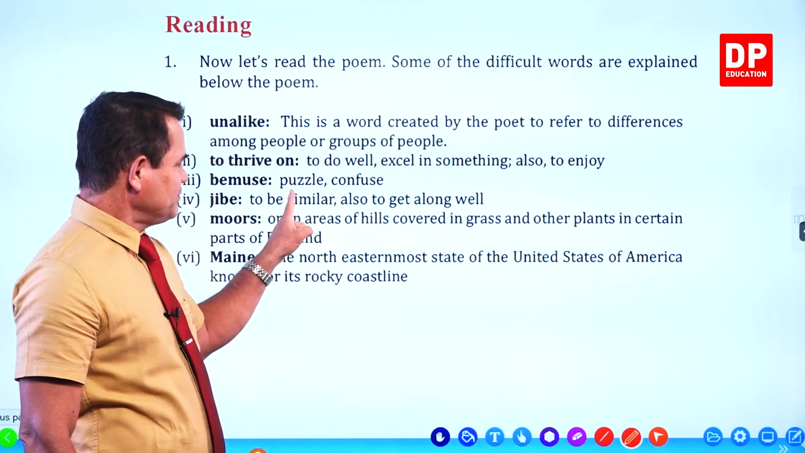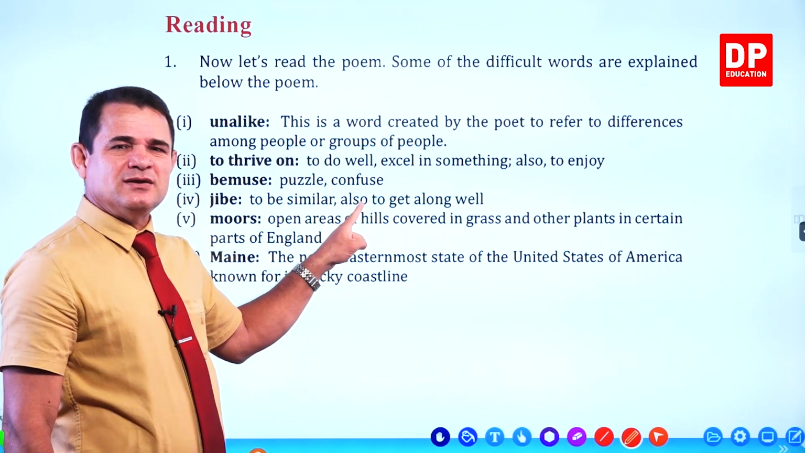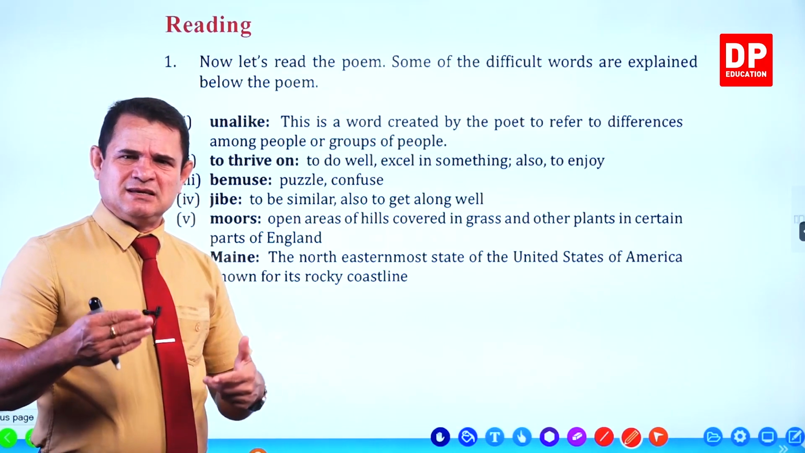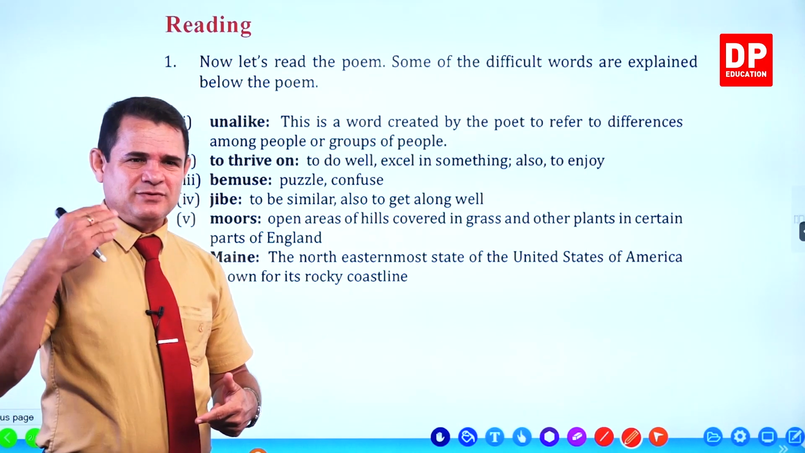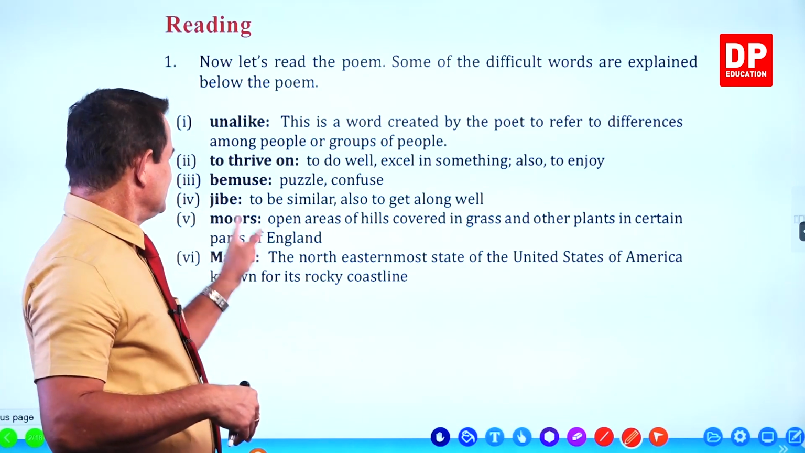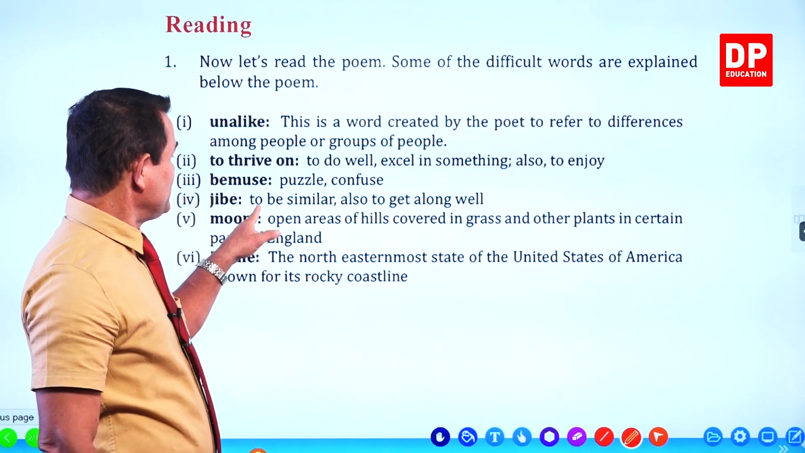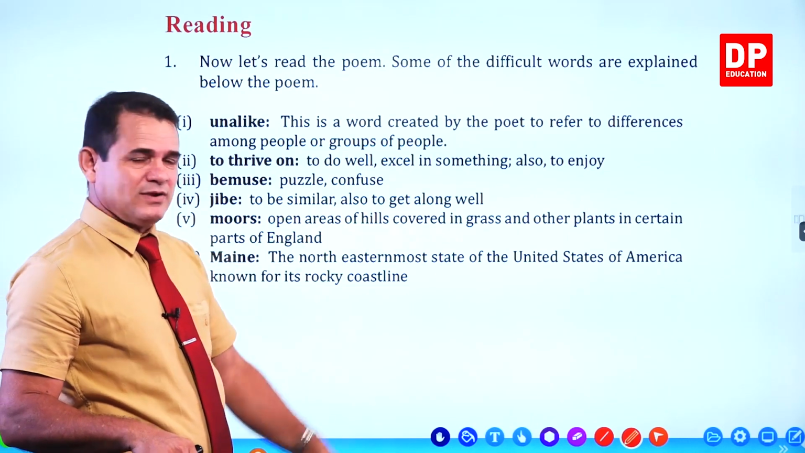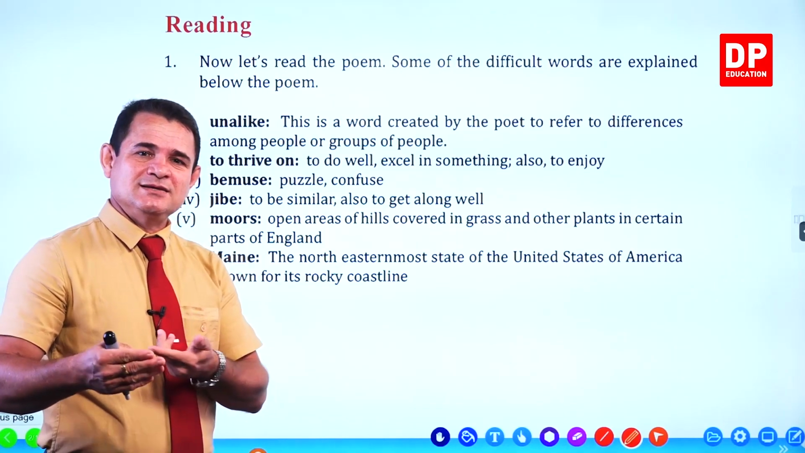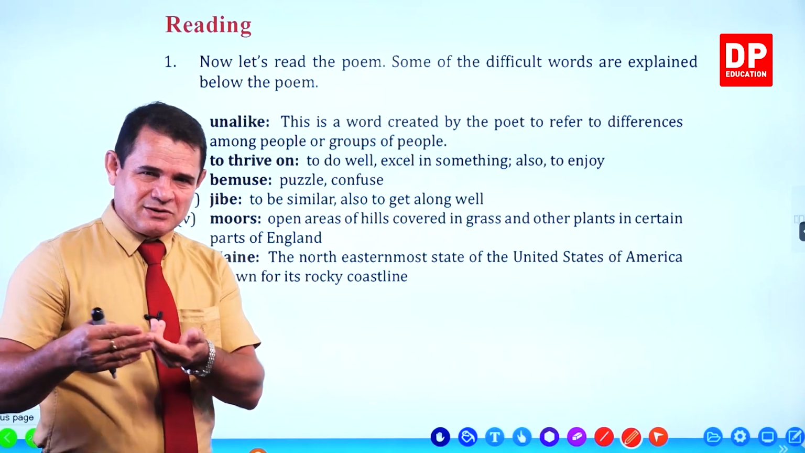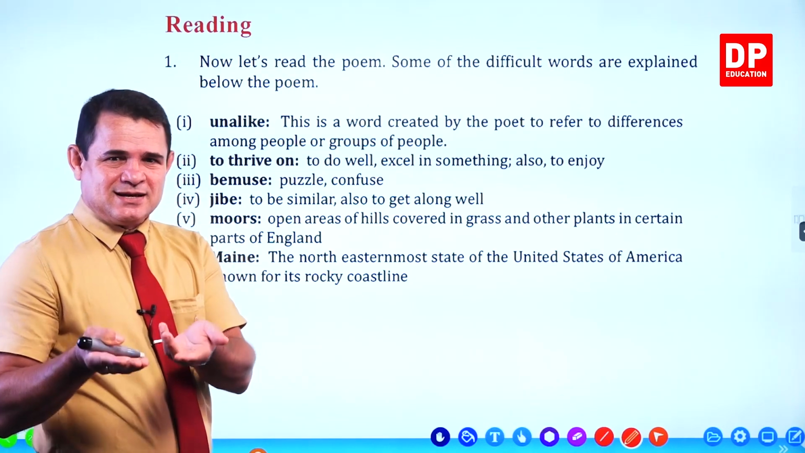Bemused means puzzled or confused. Right? Cheap, to be similar, also to get along well. To get along well, or to be similar.